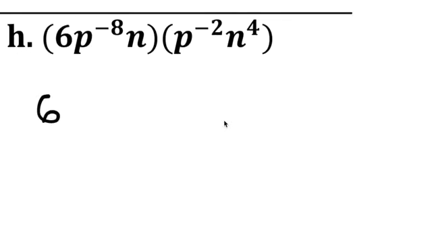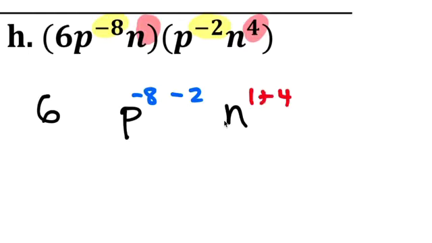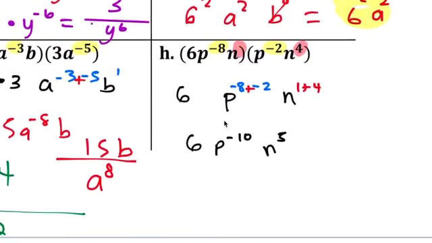Base of 6, base of p, base of n. P has an exponent of -8 and -2. So -8 and -2, and n has an exponent of 1 and 4. And then of course we add them because it's multiplication. So 6, there's nothing we can do with 6, so it's just 6p to the -10, n to the 5th power. We have a fraction problem. 6 and n to the 5th on top, p to the 10th on bottom.